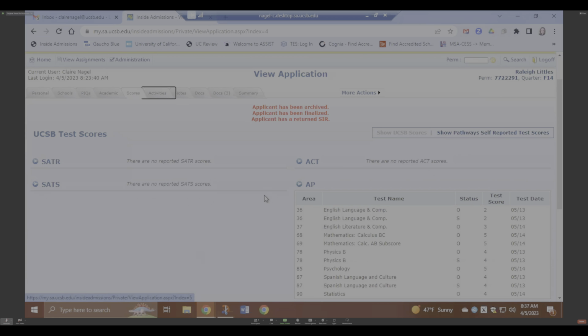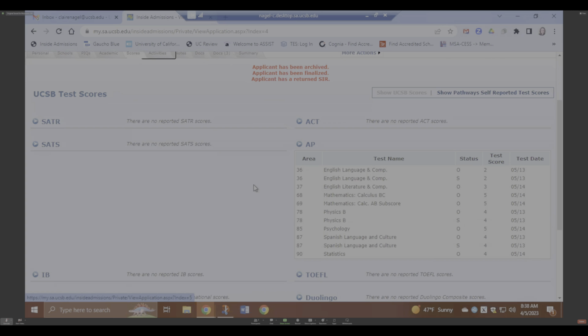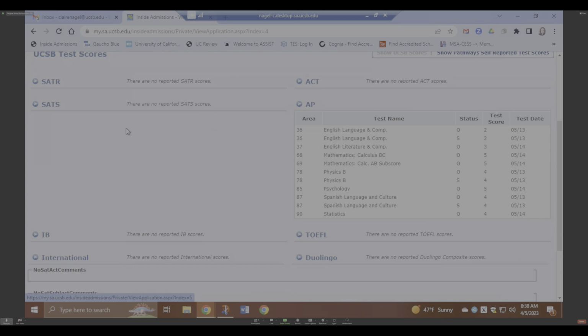Scores. Okay. So you'll see here that I think with the SATs, the system changed because we're no longer allowed to consider SATs. The system won't show them to us anymore, except if it's sort of filling in something. They're not really supposed to be used as part of the review anymore. So it used to be here, but now it no longer shows.